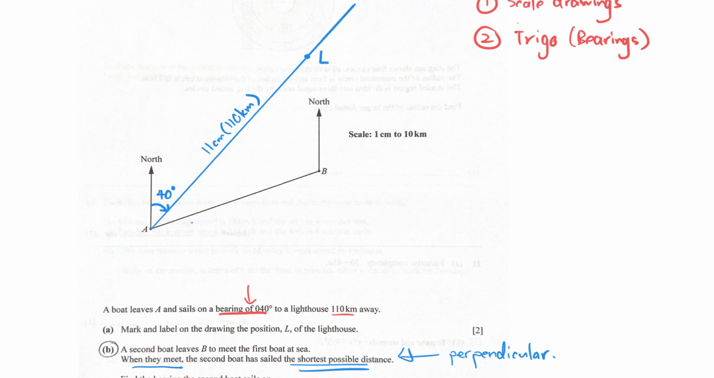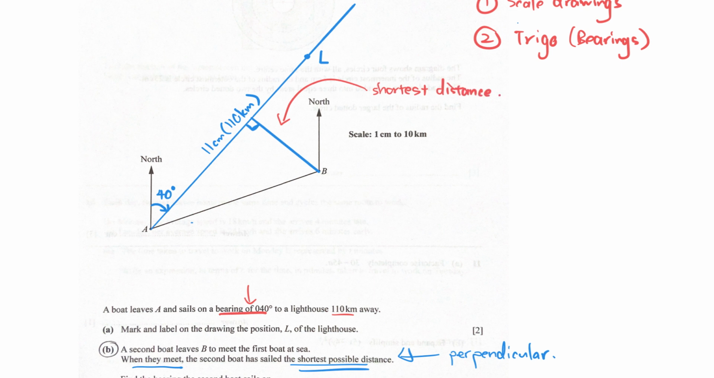There you go. So that line, where there's the shortest possible distance, is created when the line from the point B to the line AL is perpendicular to it. That is creating the shortest distance possible.